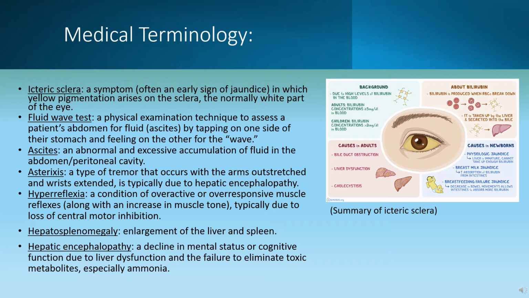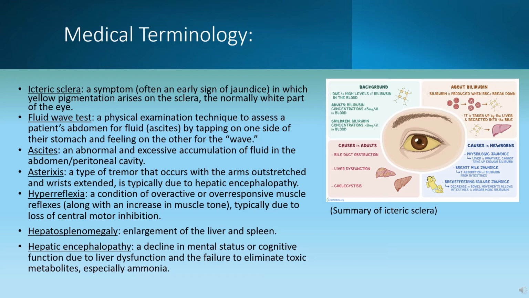The fluid wave test is a physical examination where the doctor basically taps on one side of the patient's belly and feels for a ripple. This is a sign of ascites. Ascites is an abnormal and excessive accumulation of fluid. So basically, the patient's belly will appear swollen. Asterixis is a type of tremor, often called a flapping tremor, and resembles the flapping of a bird's wings. It is often a sign of hepatic encephalopathy.